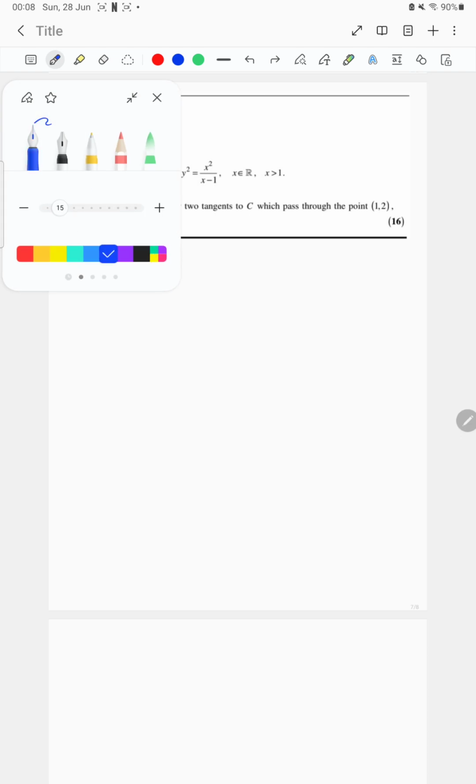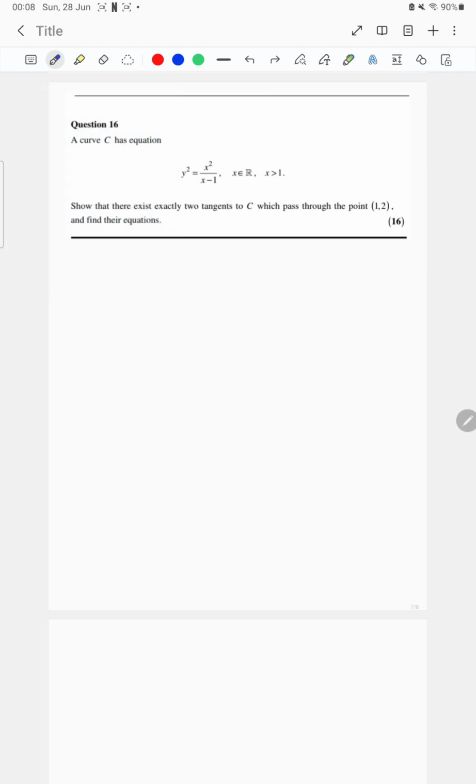Okay, so let's look at the question. A curve C has equation y squared equals x squared over x minus 1, where x is a real number and x is greater than 1. Show that there exist exactly two tangents to C which pass through the point (1, 2) and find their equations. Wow, this is really hard.